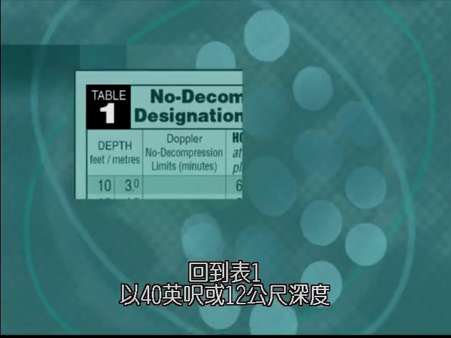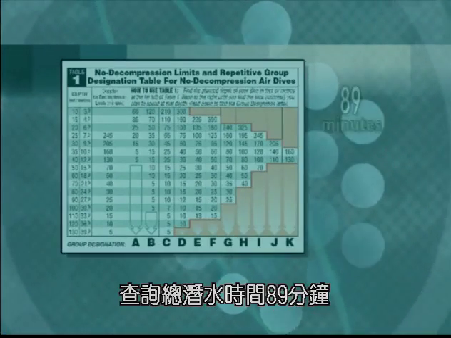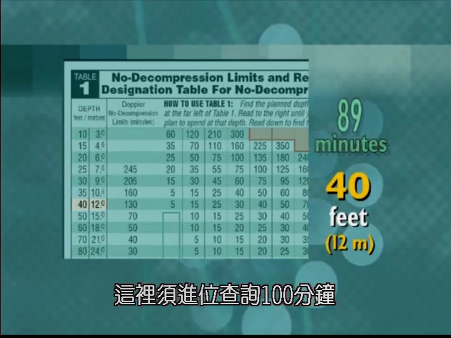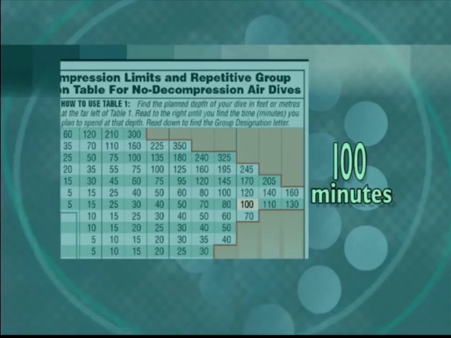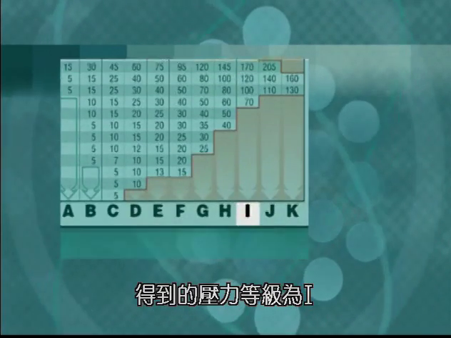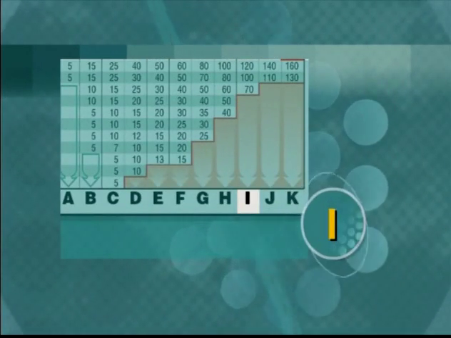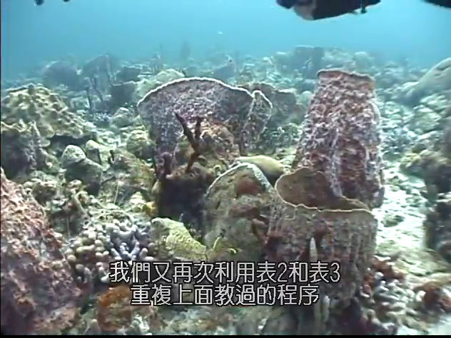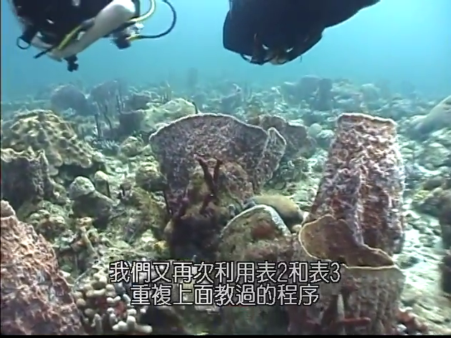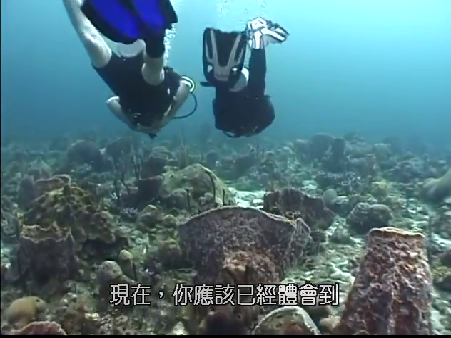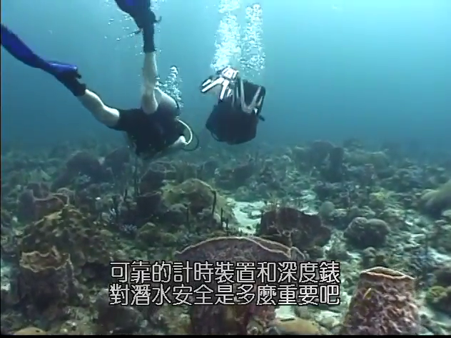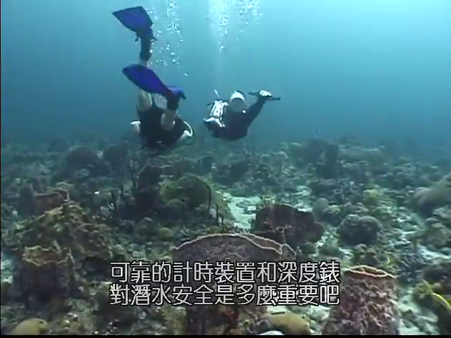By returning to Table 1, we see that a total time of 89 minutes at 40 feet or 12 meters will necessitate reading for 100 minutes. This gives us a group designation of I. To plan a third dive, we return to Tables 2 and 3 and repeat the process again. By now, it should be very obvious that a reliable timing device and depth gauge are essential tools for every dive.